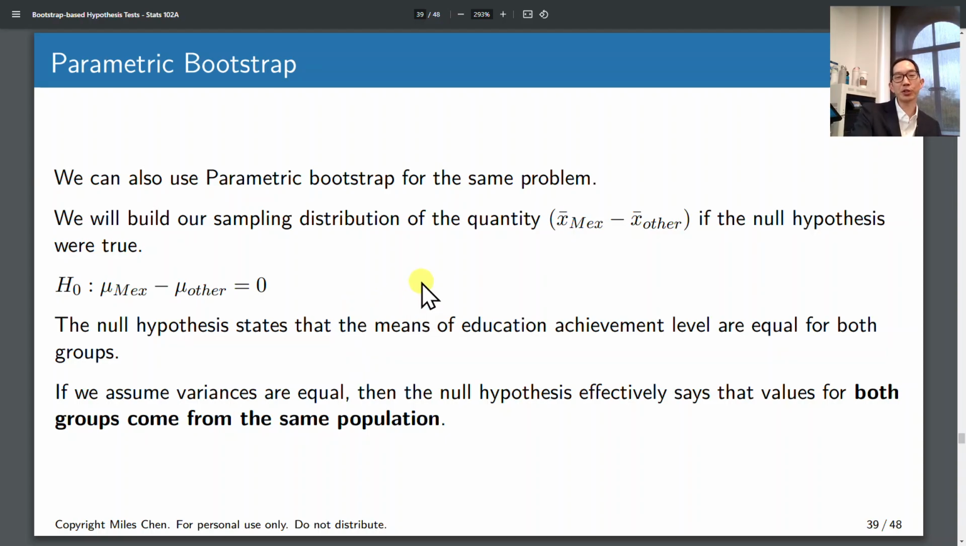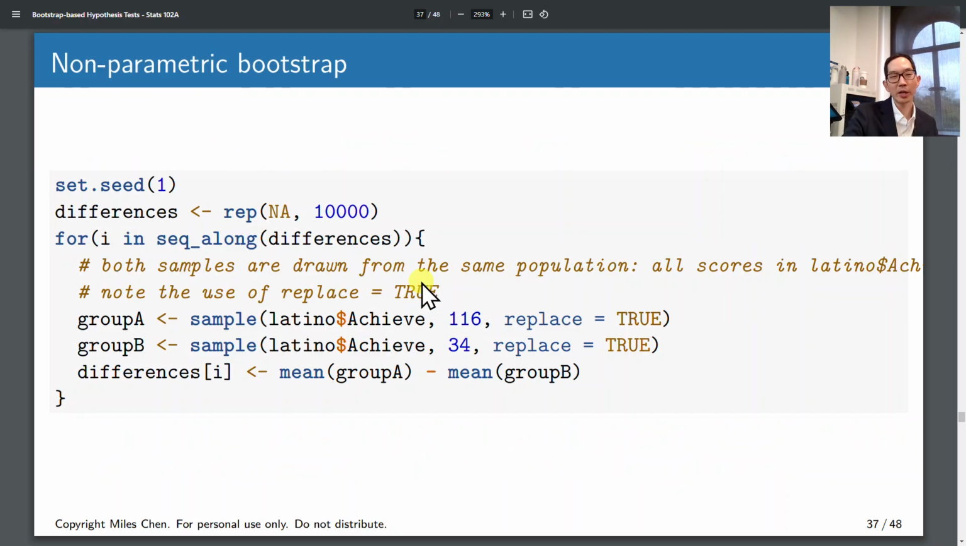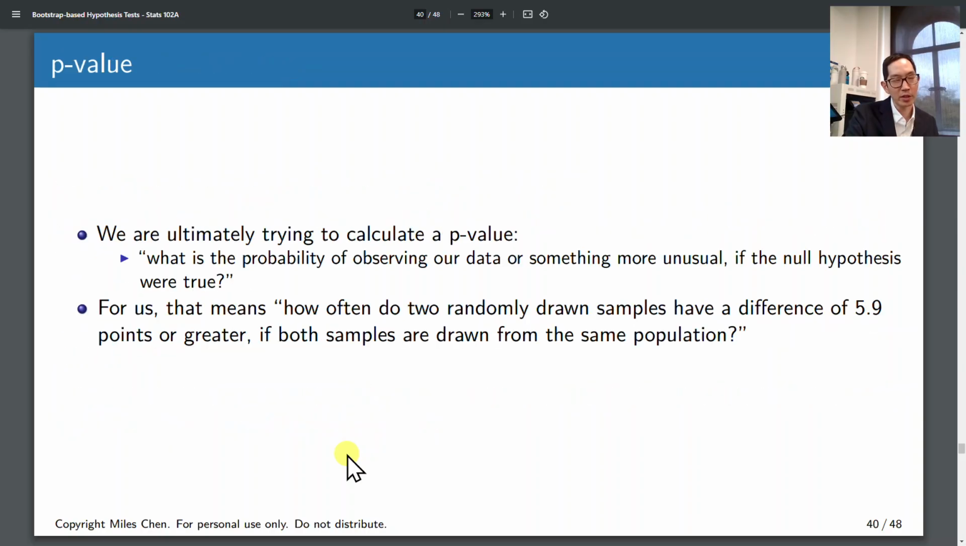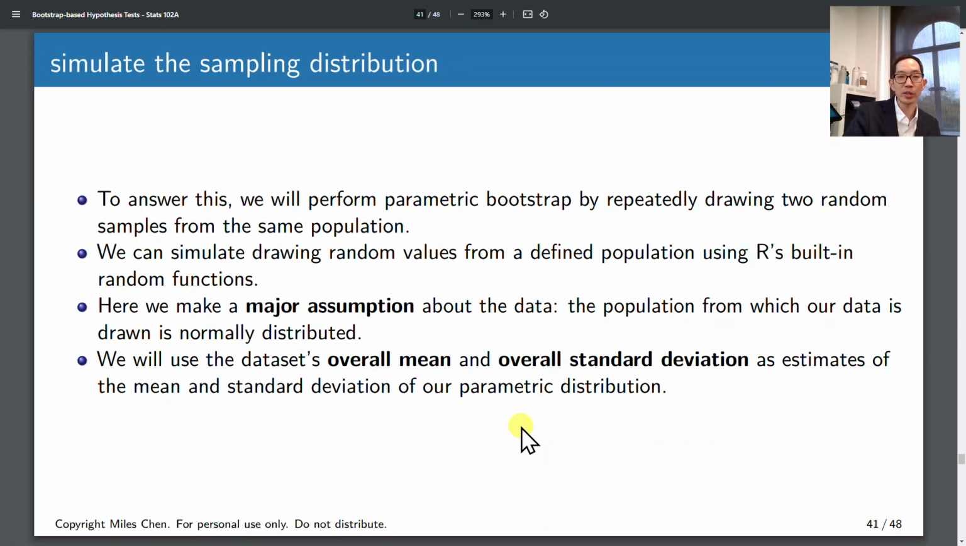Okay, so parametric bootstrap, we're going to make parametric assumptions. So non-parametric, we just resampled the data we had. Parametric, we're going to make parametric assumptions. So here we're going to assume our values come from the normal distribution or something like that, okay? But again, if the null hypothesis were true, we're going to say both of our samples are coming from the same population. We're trying to simulate our sampling distribution if the null hypothesis were true. So, how often do two randomly drawn samples have a difference of 5.9 or greater if both samples are drawn from the same population? So we are going to use R's rnorm function.